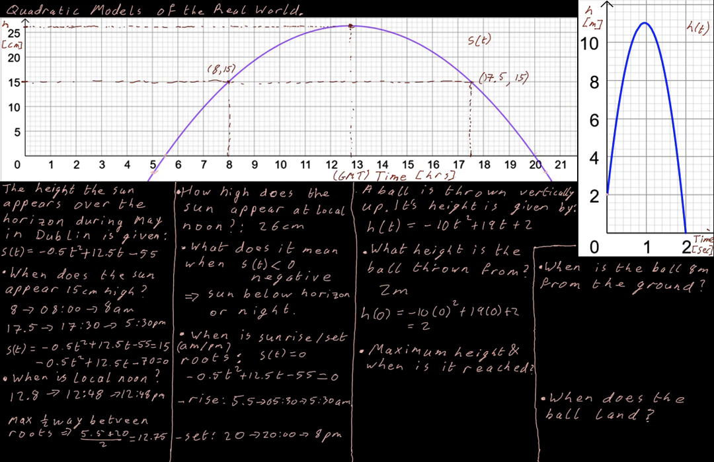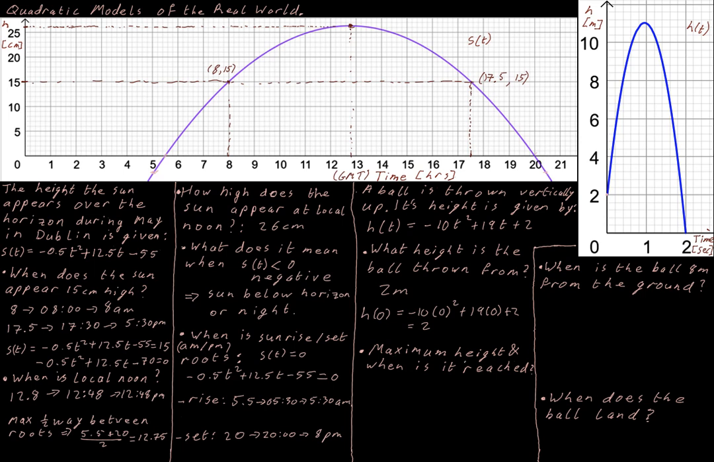We can also get that from using the quadratic itself, because this is the height through time. So if we set time equal to 0, that's when the thing gets thrown, that's going to be subbing 0 in for t, and then we're just left with 2 for our 2 meters.